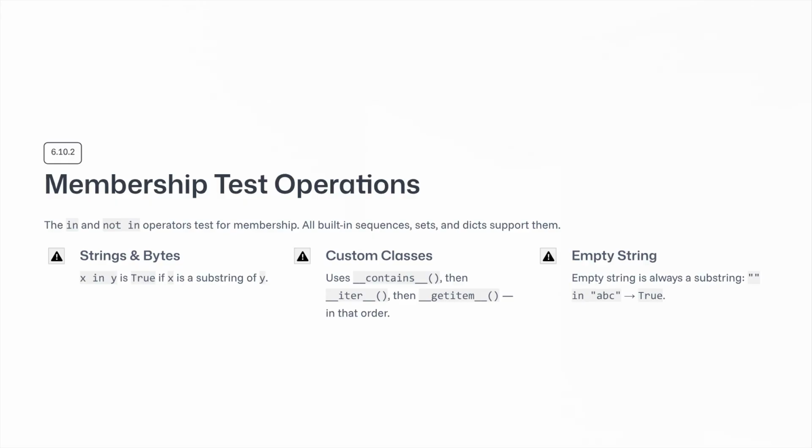Section 6.10.2. Membership tests. The in and not in operators test for membership. Three arrow bullets. Strings and bytes. X in Y is true if X is a substring of Y. Custom classes. Python tries dunder contains first, then dunder iter, then dunder getitem, in that order. And the empty string gotcha. The empty string is always a substring of any string, so empty string in ABC is true. Not in is just the logical negation. It's not a separate dunder method.